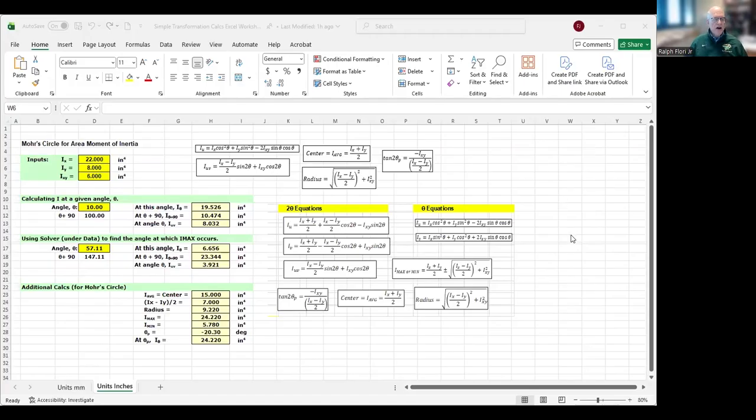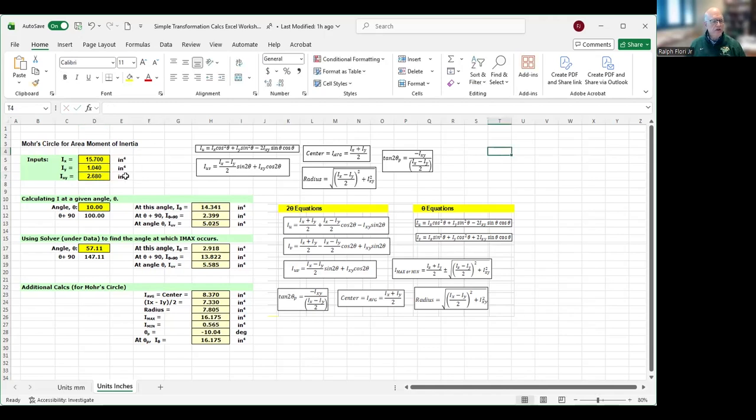So now we're going to Excel to work the same problem. In that previous problem, IX was 15.7. There are two tabs: one for units of millimeters, and one for units of inches. This particular problem has units of inches to the fourth. So you basically enter your IX, which is 15.7, your IY, which is 1.04, and IXY, which was 2.68.